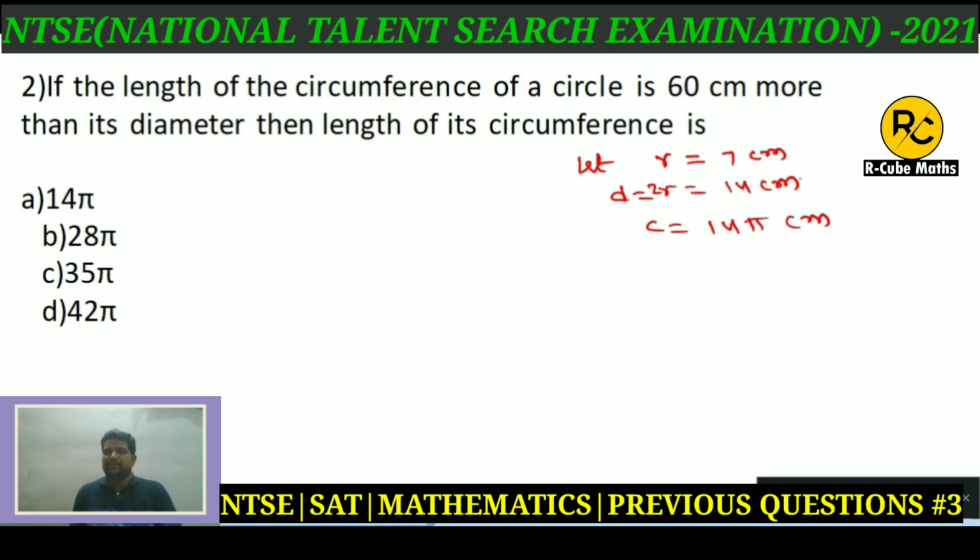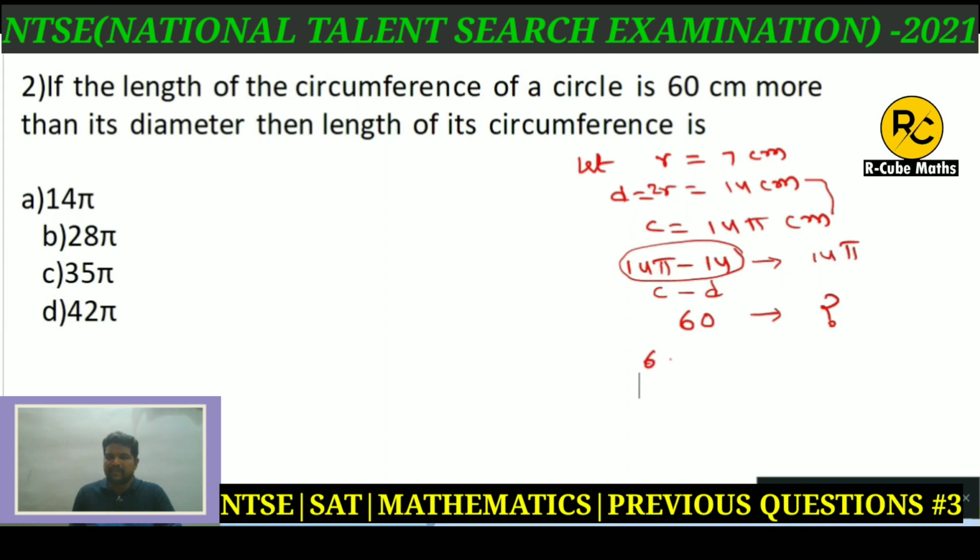So what is the difference between these two? 14 pi minus 14, the difference between the circumference and the diameter of the circle. So when the circumference is 14 pi, their difference should be 14 pi minus 14. If the difference is 60, what will be the circumference? That is the question.